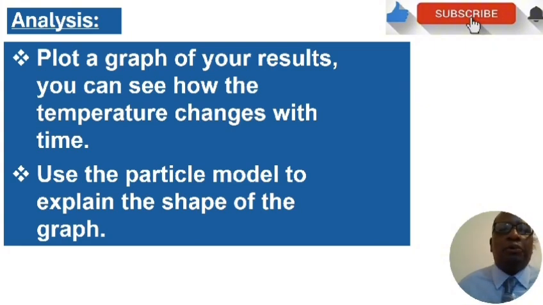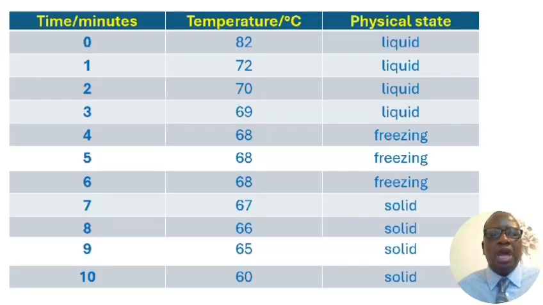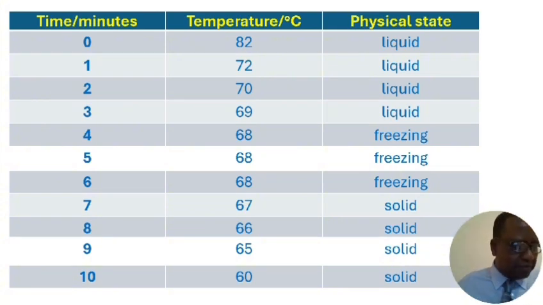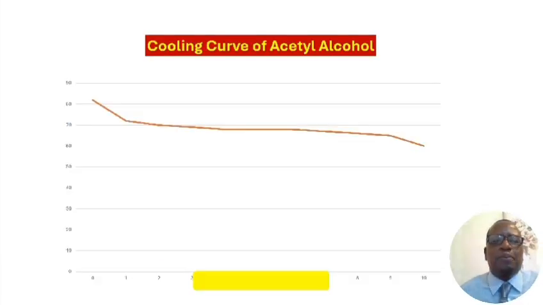Now, you plot a graph and you should be able to explain what that graph means in terms of the particle model. Because this is a virtual lesson, I have given you a table of results. If you want to pause and draw your own graph, you can. Right. I tried to draw a graph, and this is what I came up with.